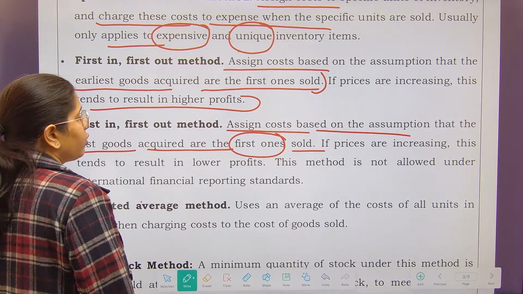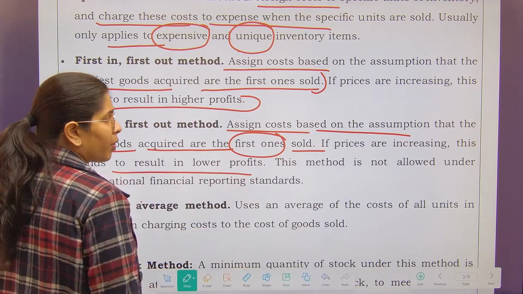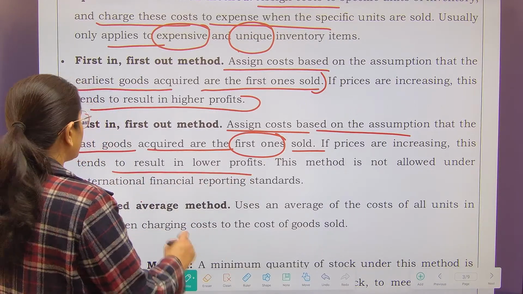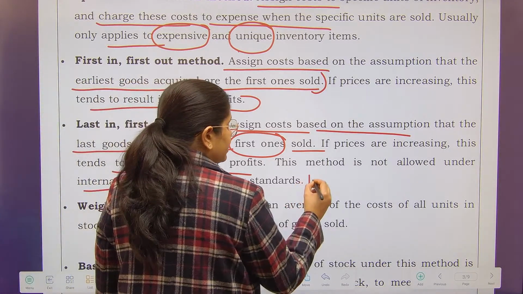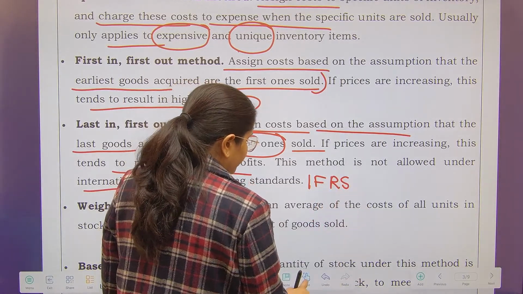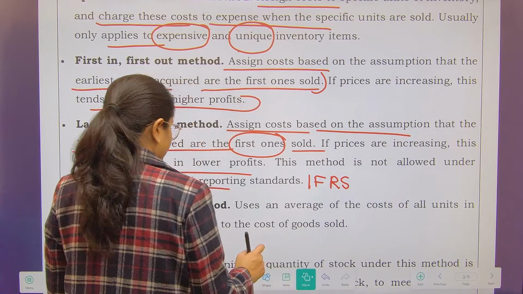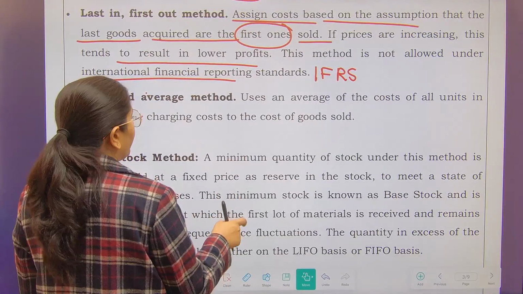So in the last in first out method, if prices are increasing, then this will result in lower profits. This method is not allowed under international financial reporting standards, that is, it is not allowed under IFRS as well as Ind AS. Correct? So this is not in practice. It is just a theoretical concept which has been included in order to make you understand.